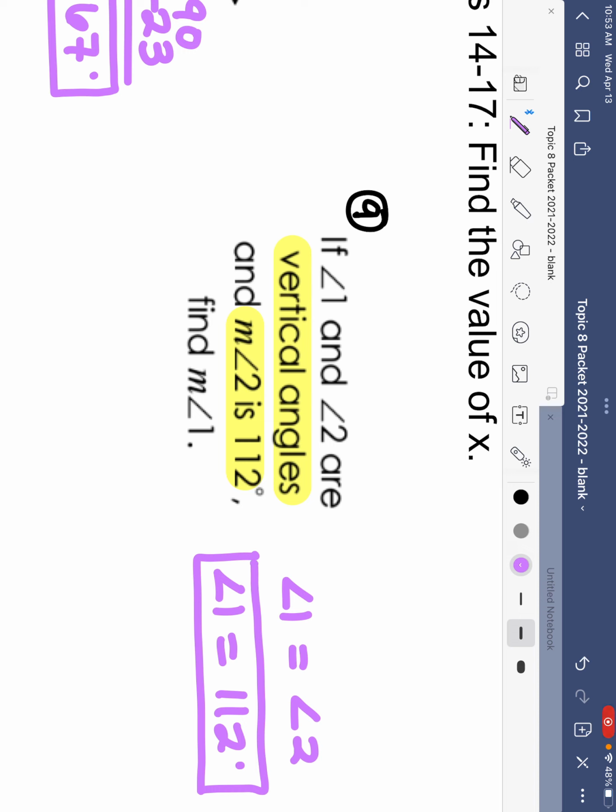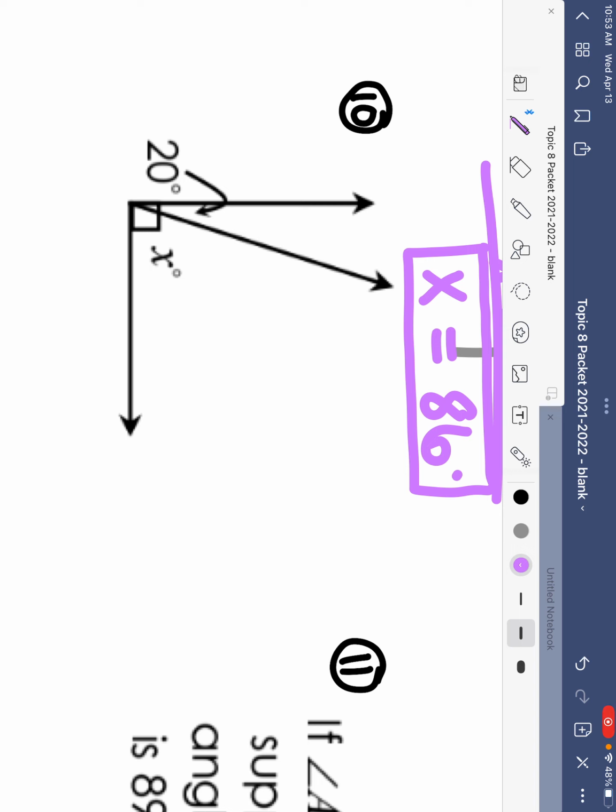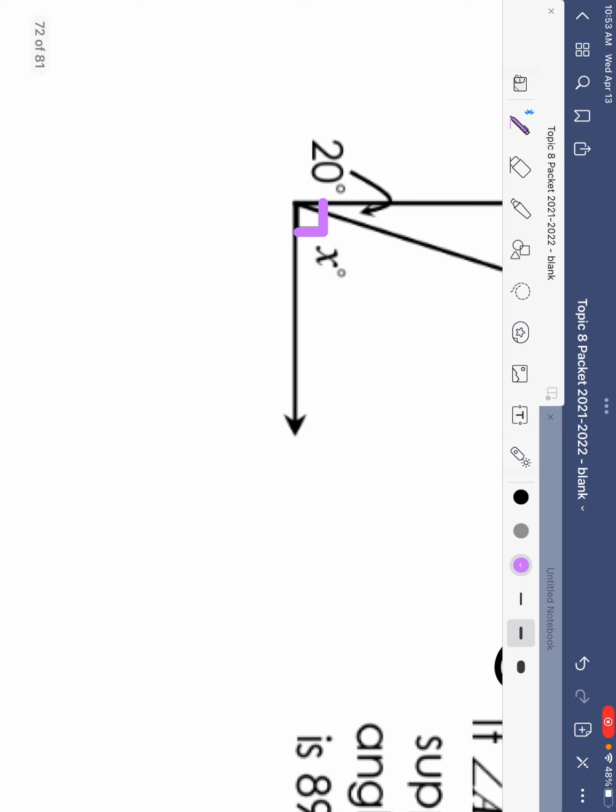Okay, number 10. So I've got two angles, and I know that together they add up to 90 degrees because this box tells me that together they form a right angle. So the way I'm going to set this up as an equation is the angle measure of my first angle, 20 degrees, plus x, the unknown measure for my second angle, equals 90 degrees.